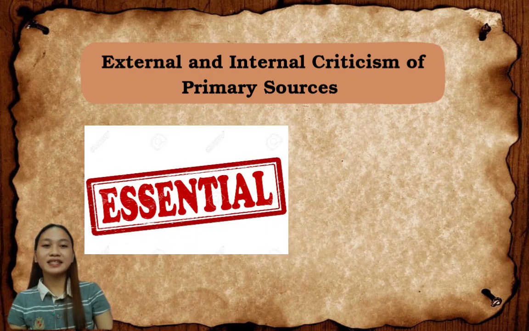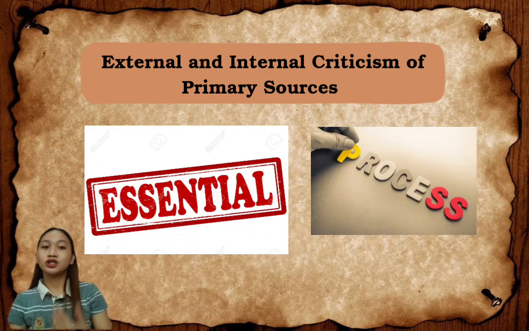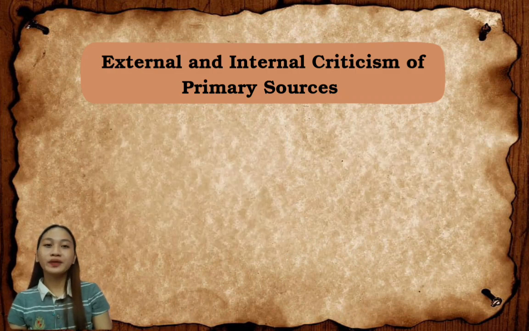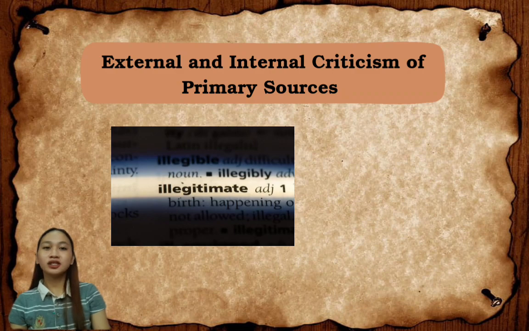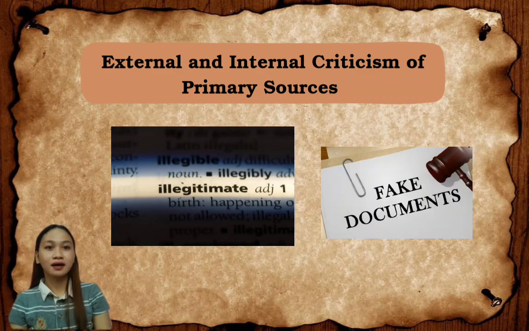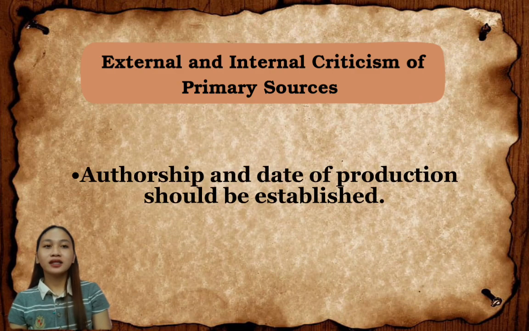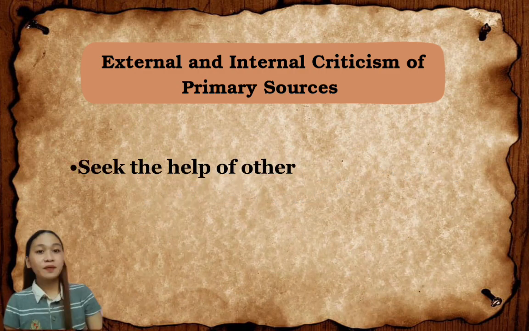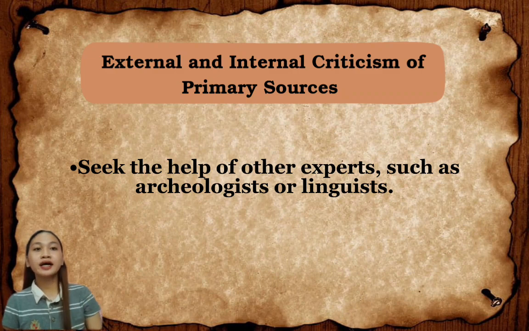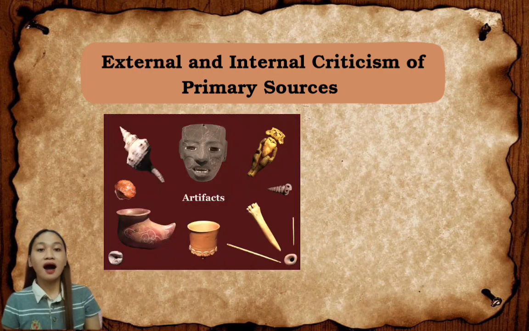External criticism is an essential process that a historian should undertake. Otherwise, he would commit the mistake of using illegitimate or fake documents. Authorship and the date of production should be established. In some cases, the historian may seek the help of other experts, such as archaeologists or linguists.